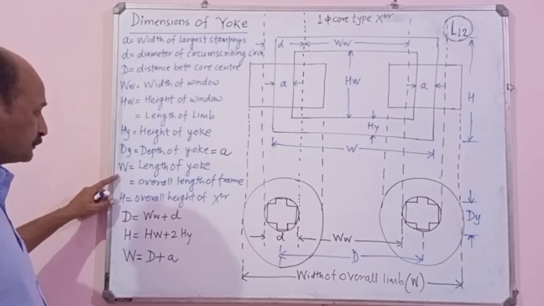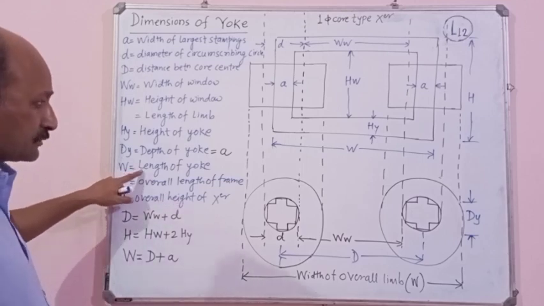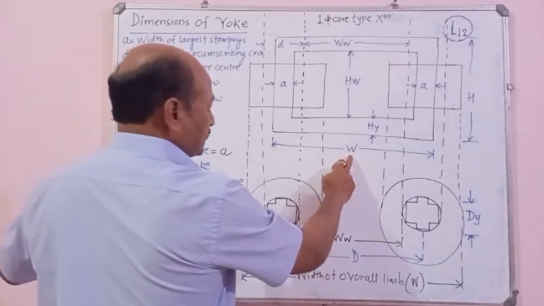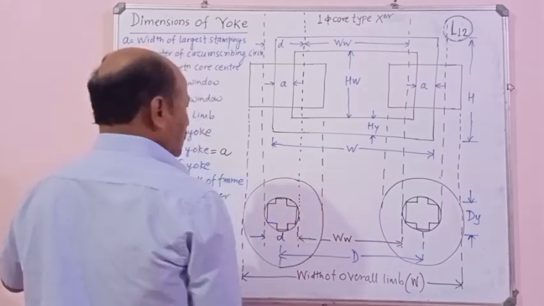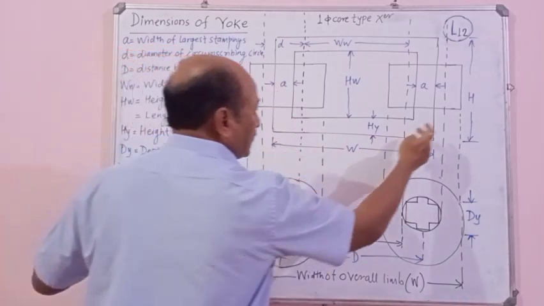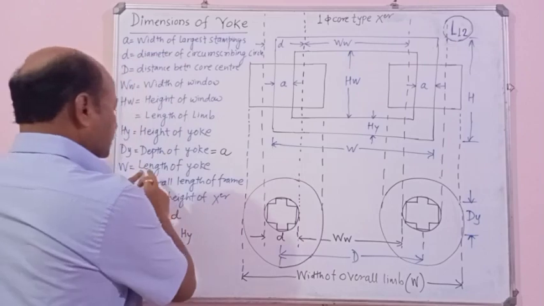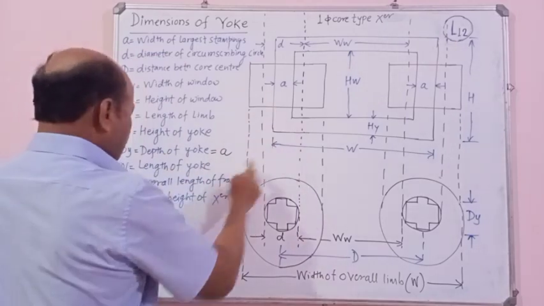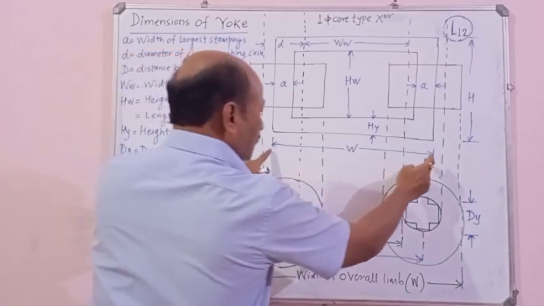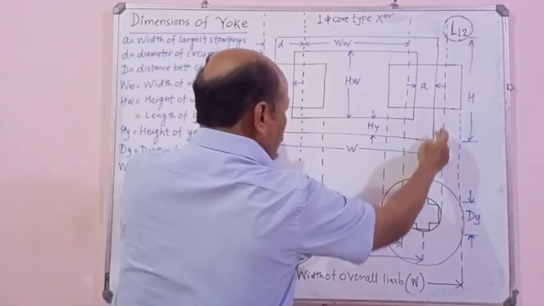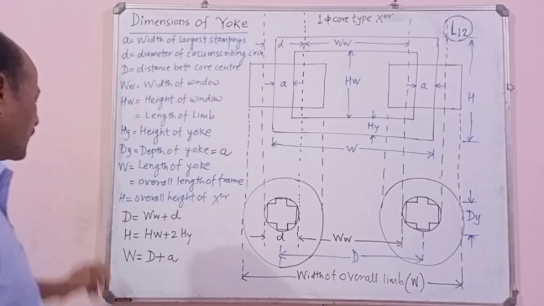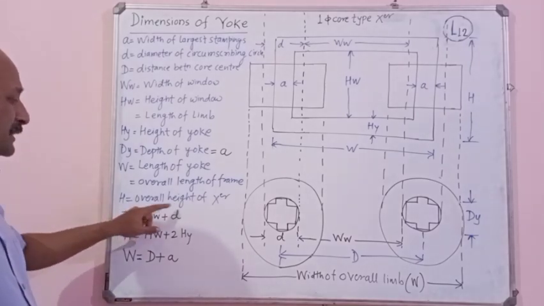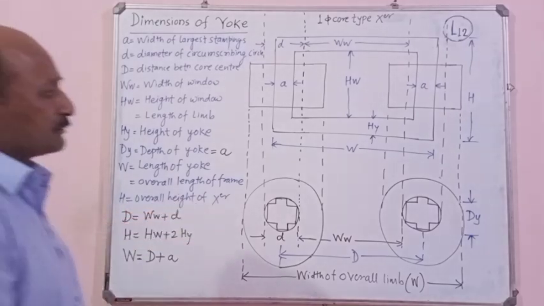Then capital W is the length of the yoke. Capital W is nothing but the length of the yoke. So the distance between the ends of the core is the length of the yoke. This is also called the overall length of the frame. Then capital H is nothing but the overall height of the transformer.